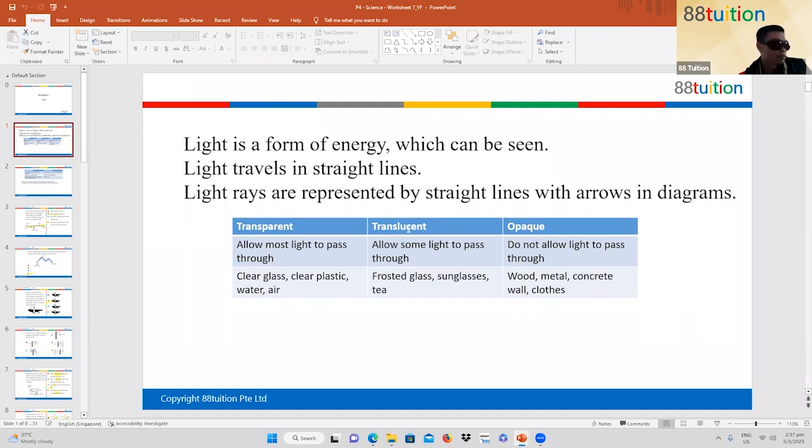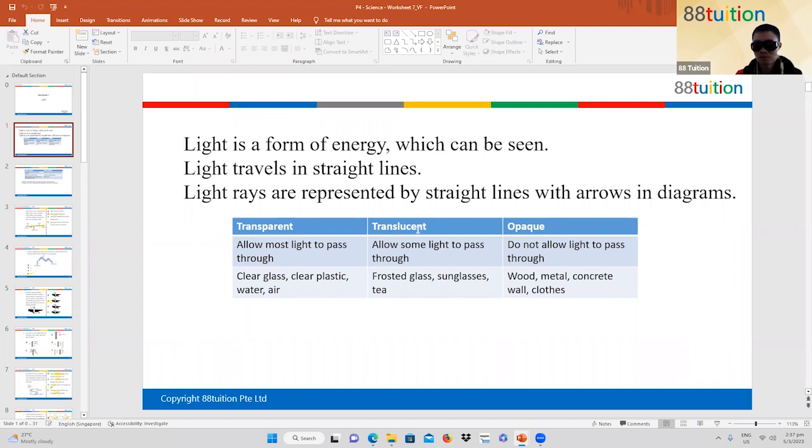Okay, so let's just review. Light is a form of energy and it can be seen. Heat energy is a form of energy, it can be felt. It feels warm, but light energy is something that your eyes see, your eyes sense. And they travel in straight lines. Light travels in straight lines and light rays must be represented by straight lines with arrows in diagrams. Any questions?